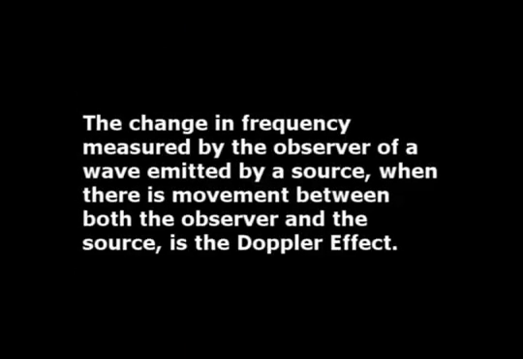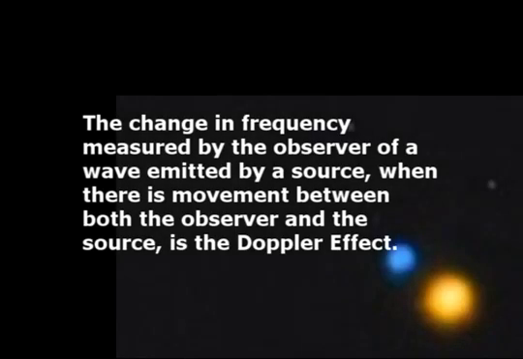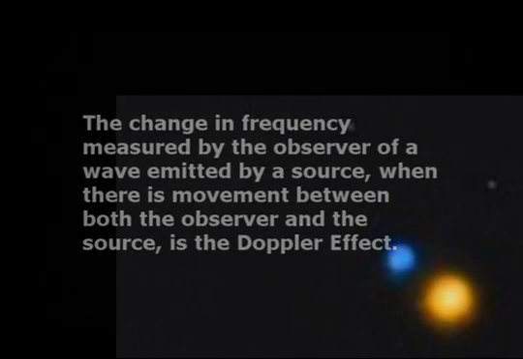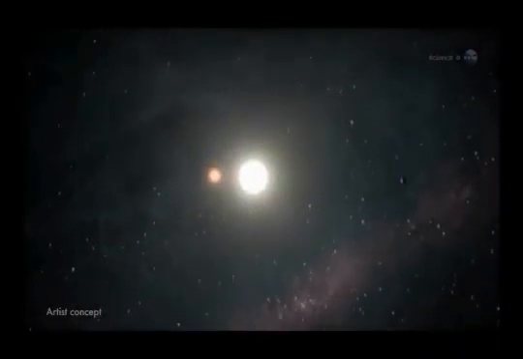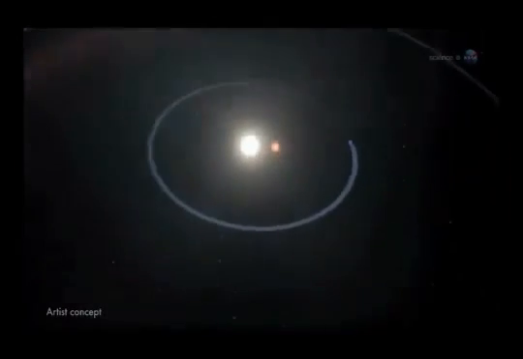The change in frequency measured by the observer of a wave emitted by a source, when there is movement between both the observer and the source, was a phenomenon discovered by Christian Doppler, as he sought to determine the binary system stars' rotational velocities. He only had the light he received from those stars to measure those velocities. Hence, by spectrometry and with the precision of his time, he was able to observe red or blue shifts of the lines of his visible light spectrums.